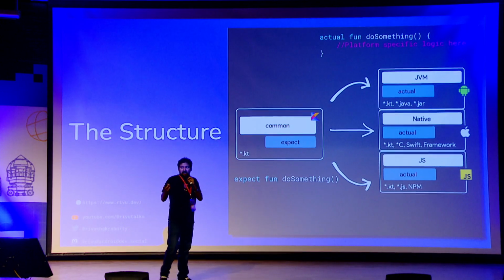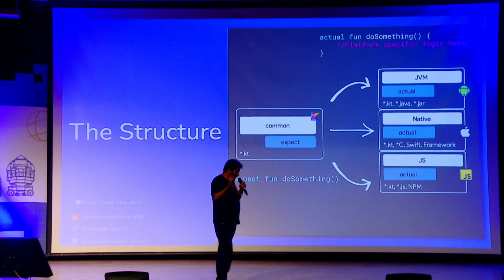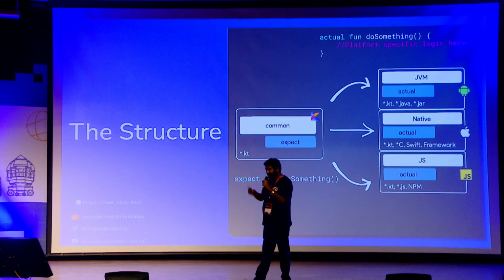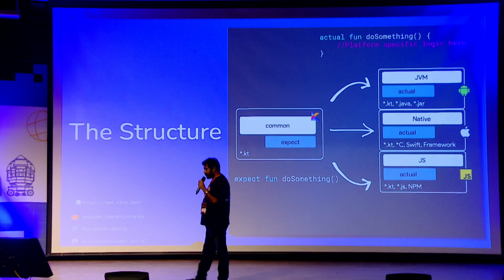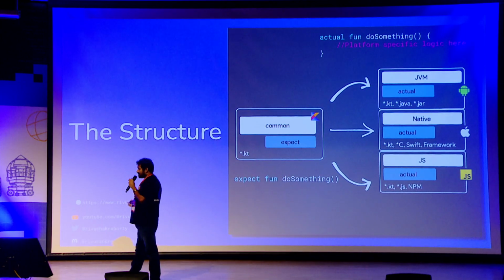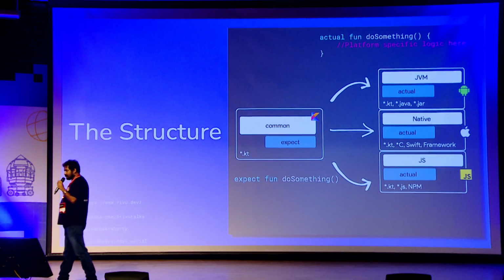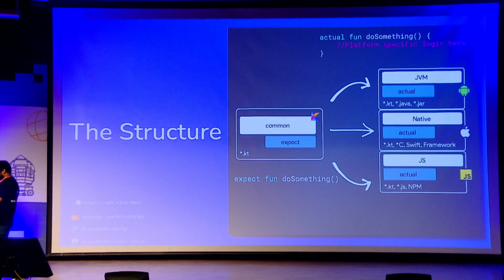Let's talk about networking, right? In iOS, you have Darwin. In Android, you have OkHttp. And in JavaScript, you have JavaScript libraries for networking, right? And let's say you want to use OkHttp in Android, Darwin in iOS, because of obvious performance benefits. Now, you are calling the network from common code. How to achieve that? So for that, we have expect actual.